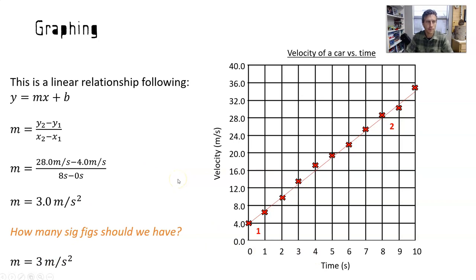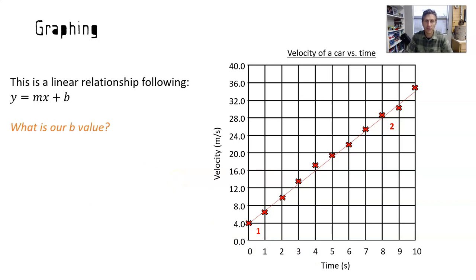Okay, what is our b value? Well, the b value is our y-intercept. So let's take a look. Boom, crosses the y-axis right here at 4 meters per second. There it is. Okay, so b equals 4.0 meters per second. What a lovely initial velocity.